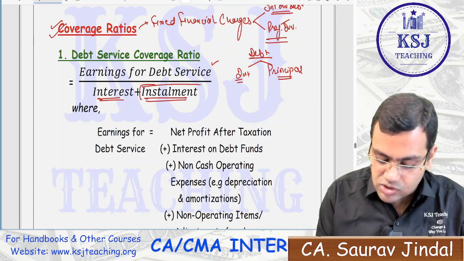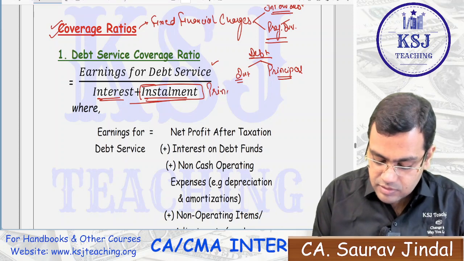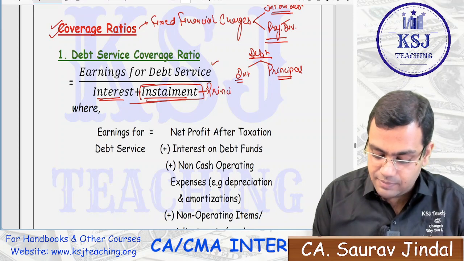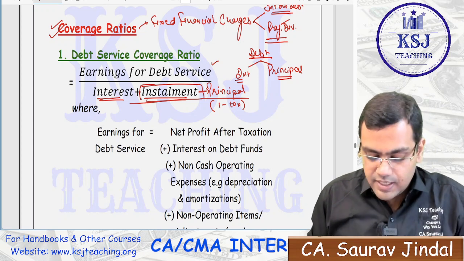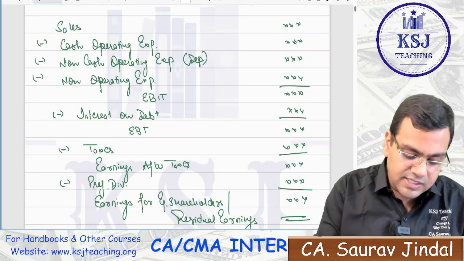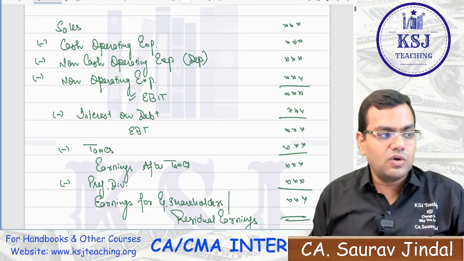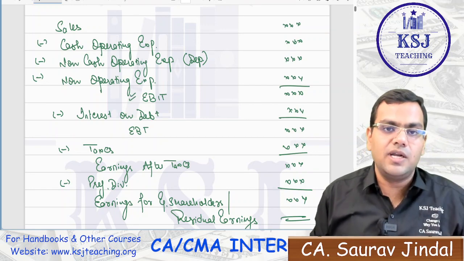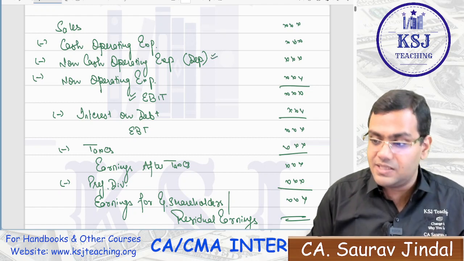Regarding this installment, make a small change here. What I'm going to write is principal. This is only and only for the installment part. I'm writing the principal divided by 1 minus tax rate. Why I'm writing it like this, I'll let you know in a while. First, what is the earnings for debt service? The interest is to be paid from where? The EBIT. So the first focus is whether we are earning sufficient EBIT from the business. But in the case of EBIT, we have subtracted the depreciation also.